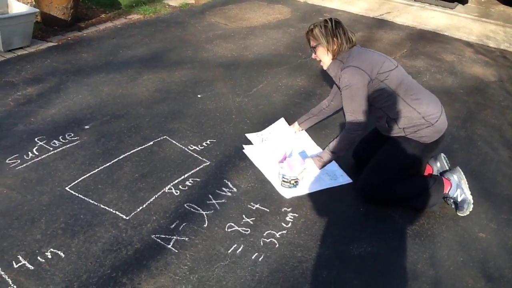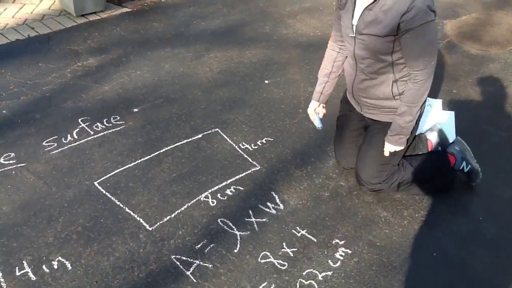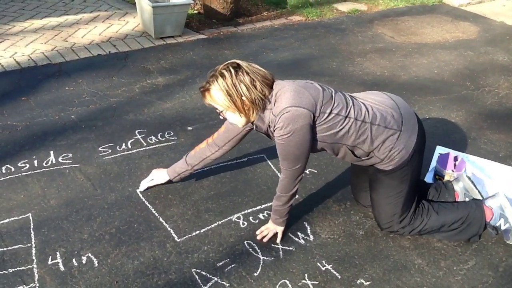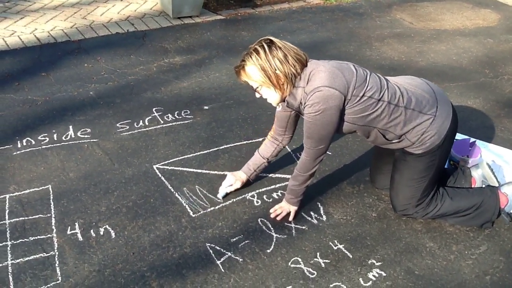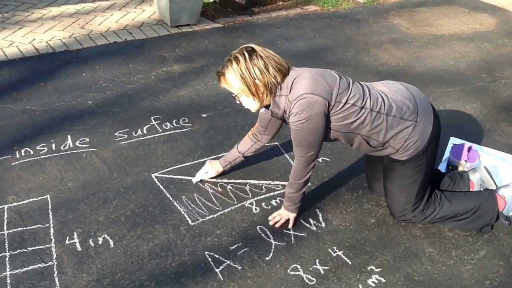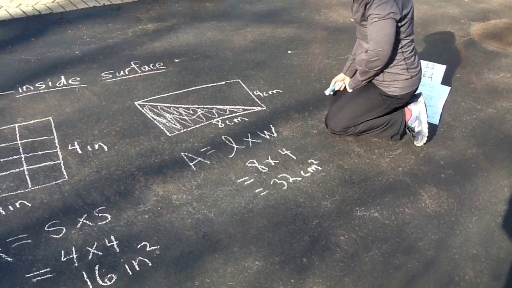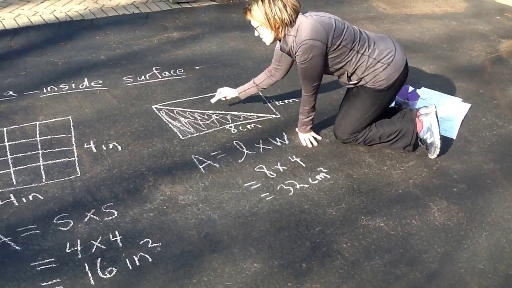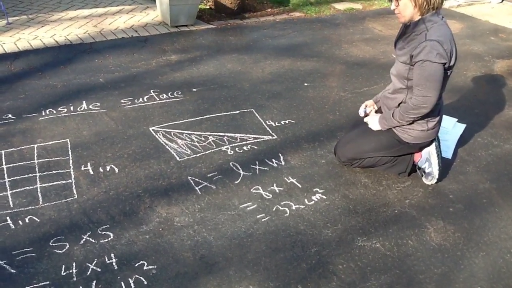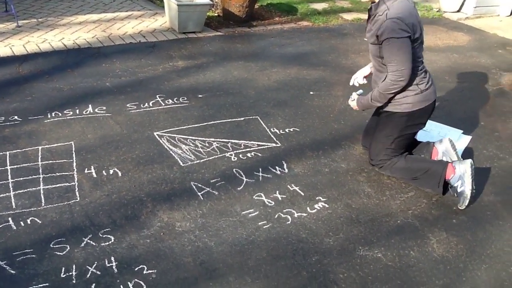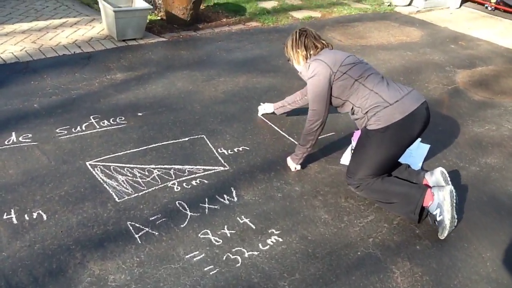Now I want to show you next a triangle. A triangle actually comes from a rectangle that we cut in half. So if I wanted to know the area of just this half, this triangle, I would just take half of 32, which is 16. So the area of this triangle comes from the area of the rectangle. It's half the rectangle. So let's take a look at the formula for the area of a triangle.